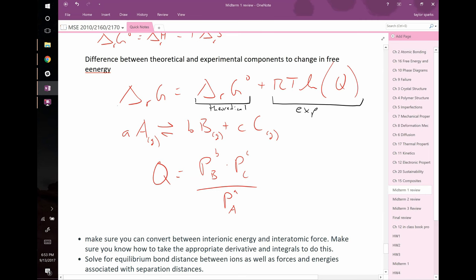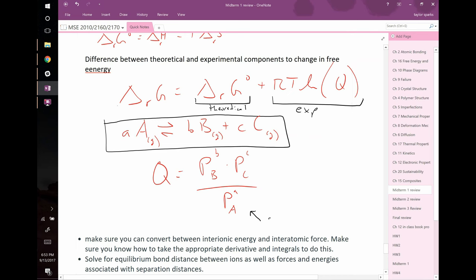What do I mean by that? Delta RG naught, you can calculate that for any equation as it's written on paper, right? If I just write whatever equation, you can calculate it and it'll say it's spontaneous or it's not spontaneous, but that's not telling you the whole story because for this reaction to go forward, you have to have some partial pressure of gas A to start with, or it can't go forward.